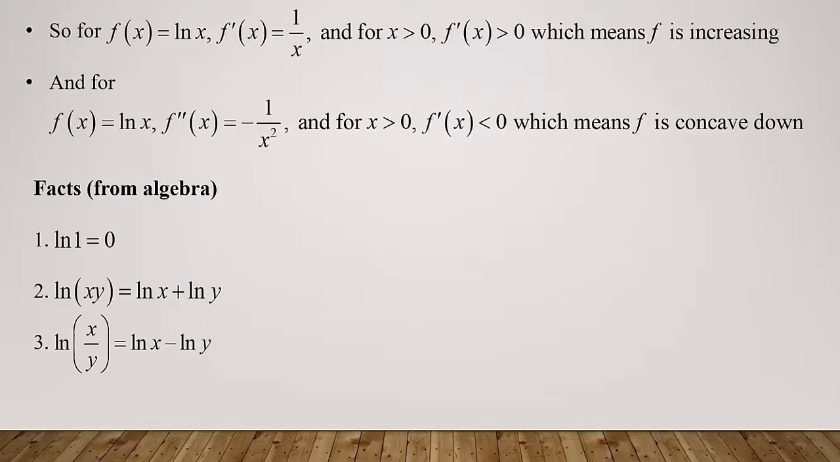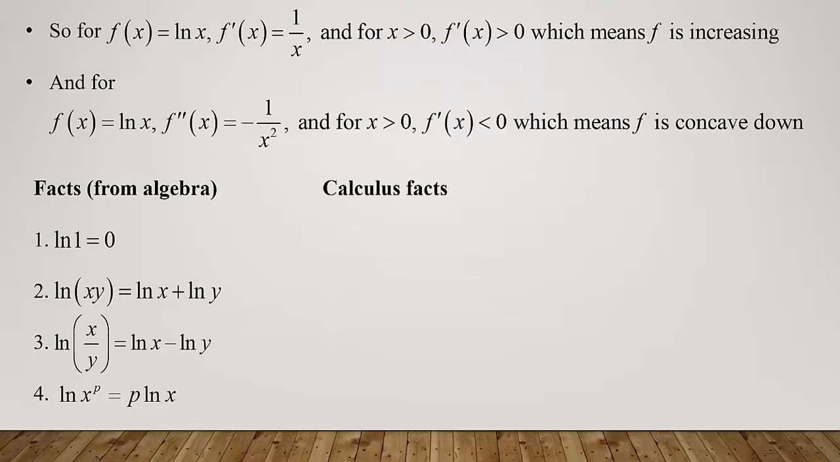Number 3, the natural log of the quotient, x divided by y, equals the natural log of x minus the natural log of y. And the fourth one is if you have the natural log of x to the p, you could rewrite that as p times the natural log of x.